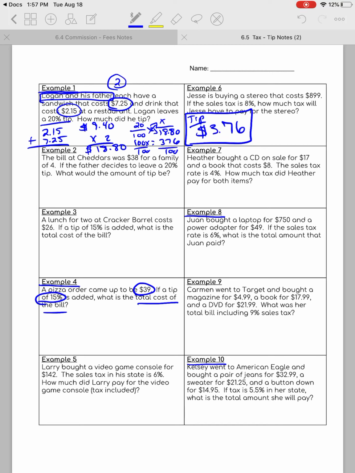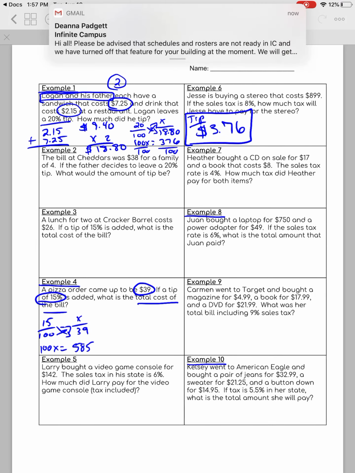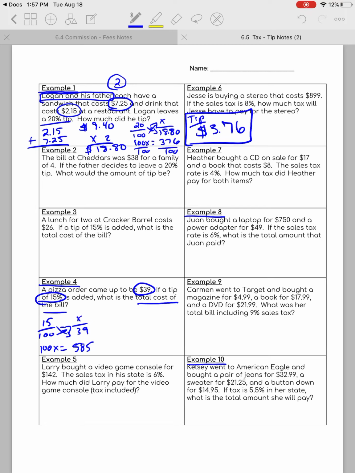So, let's start off with this. We know it's $39, but we need to know what 15% of that is to add for the total bill. So 15 over 100 is equal to x over 39. Cross, multiply, and divide. You have 39 times 15. That is 585. Now, divide by 100.